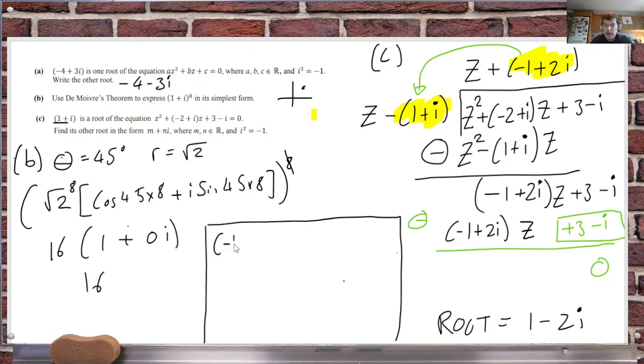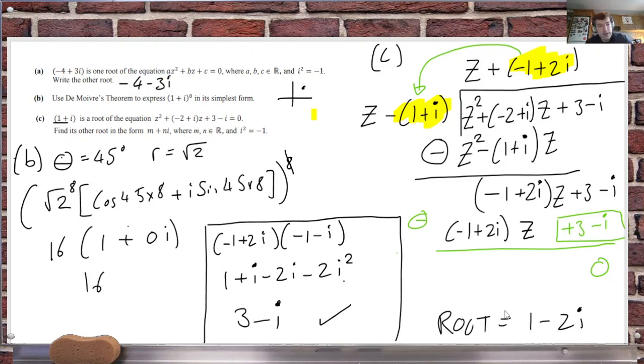So minus 1 plus 2i times minus 1 minus i. So minus 1 times minus 1 is 1, minus 1 times minus i is i, minus 2i squared. So that's plus 2, so that's 3 minus i. Yeah, so it works, and we have the second root, and it's correct because the remainder is 0.